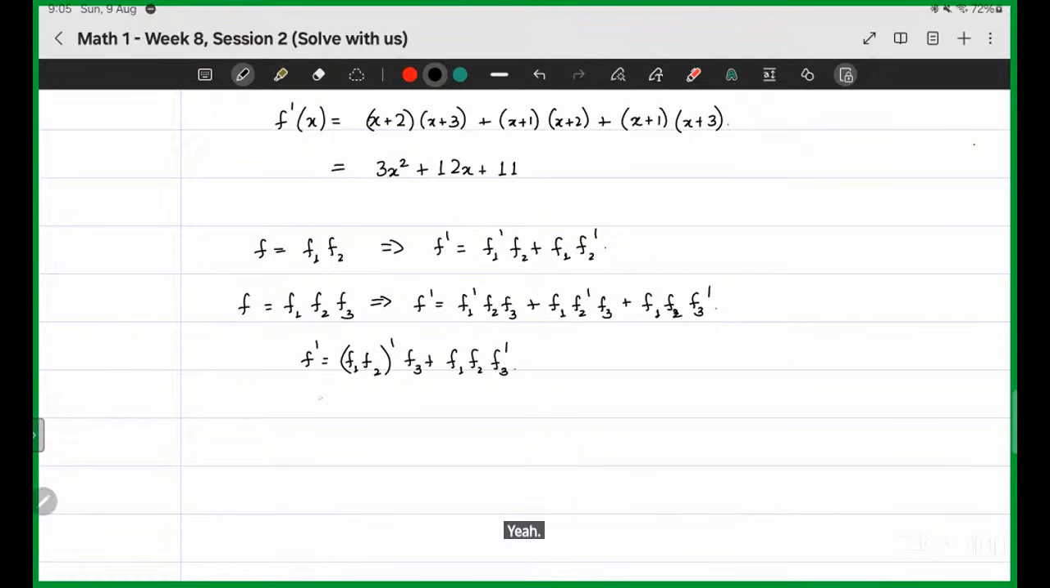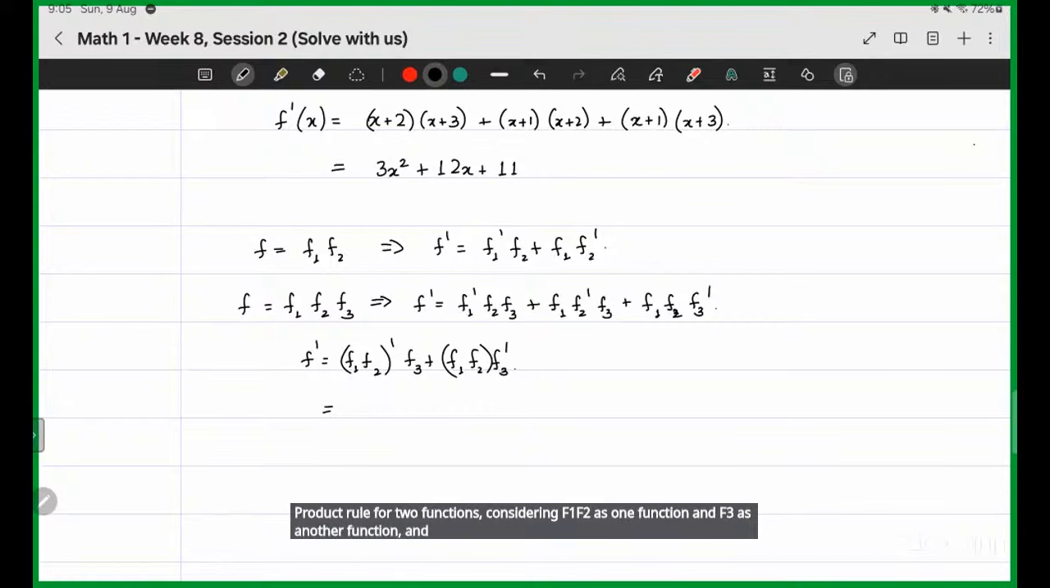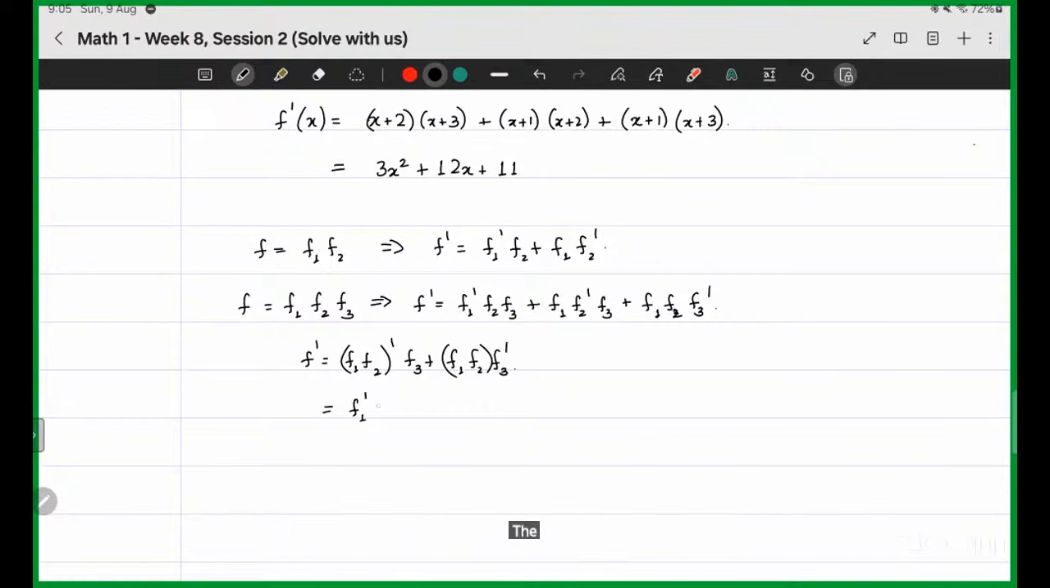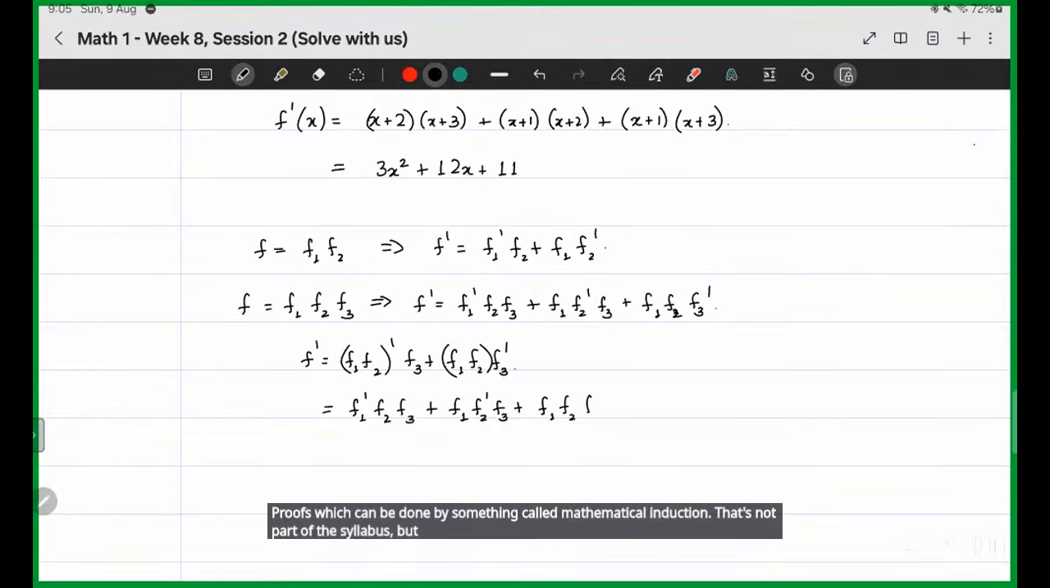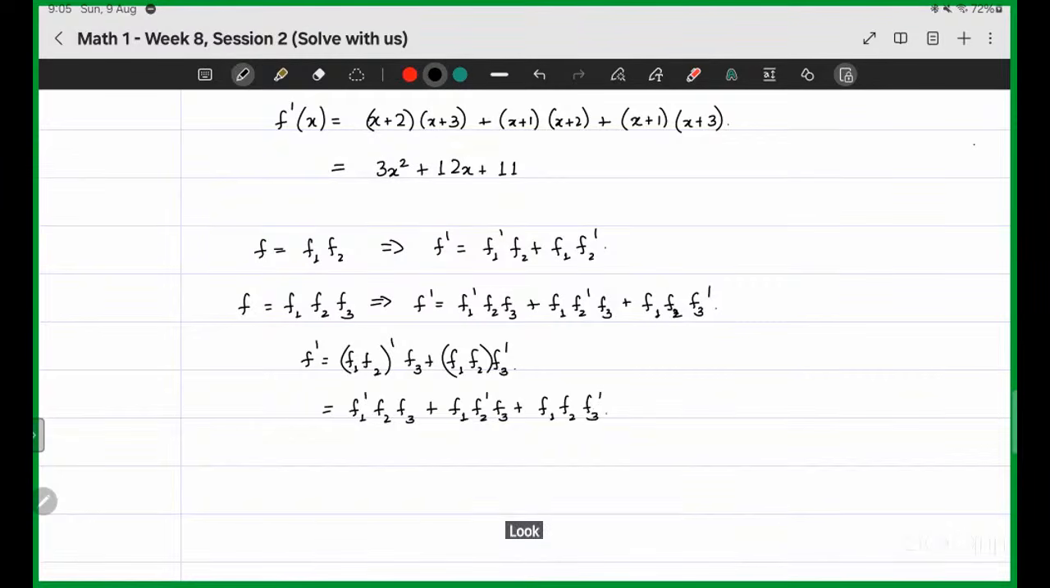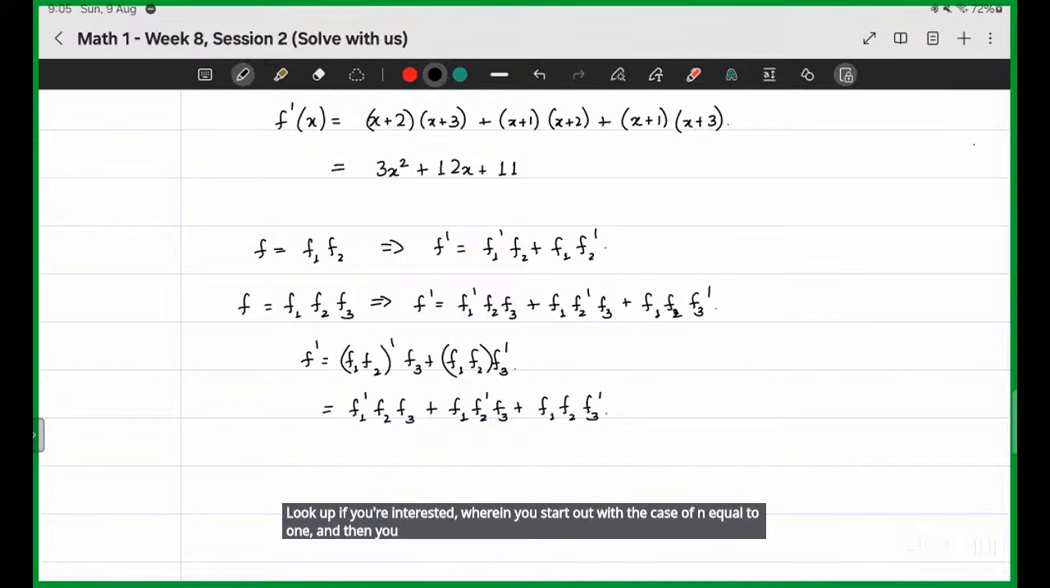Right, so for the proof, you just club f1 and f2 and call it one function and use the product rule for 2 functions, considering f1 f2 as one function and f3 as another function. And to simplify this, you further use the product rule. This falls into a class of proofs which can be done by something called mathematical induction. That's not part of the syllabus, but it's something that you can look up if you're interested, wherein you start out with the case of n equal to 1, and then you figure out how to go from n to n plus 1 and then generalize the result.